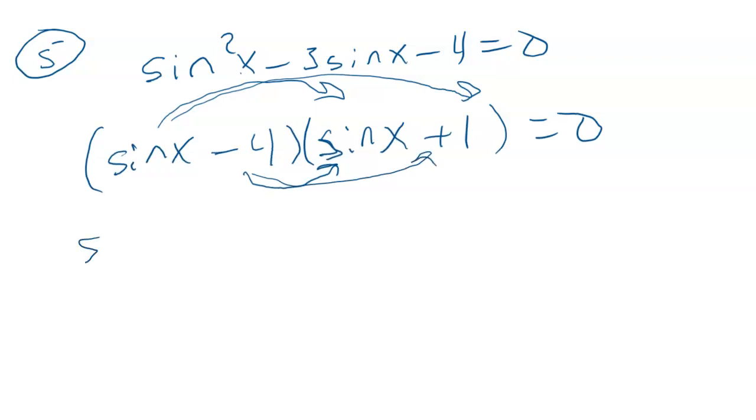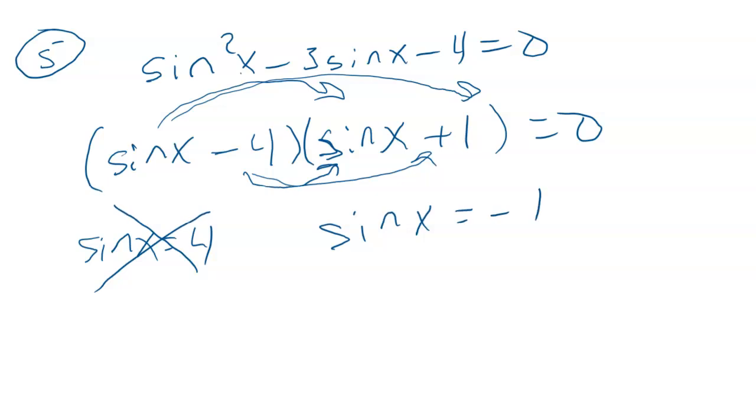When I solve this, I'll get sine of x is equal to 4. That's never going to happen. And then I'll get sine of x is equal to negative 1. That will happen, just not as frequently. This is x is equal to 3 pi over 2 plus 2 pi k. Looks correct. On to 6. Just moving along. Let's see.